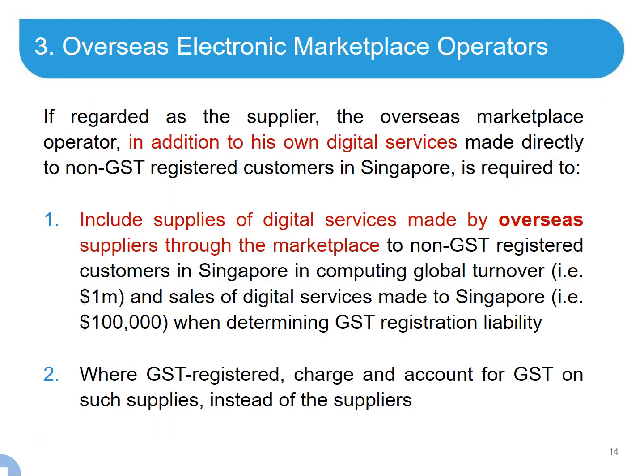So what should an overseas marketplace operator take note of if it's regarded as a supplier of services made through its platform? If regarded as a supplier, in addition to its own digital services made directly to non-GST registered customers in Singapore, the marketplace operator should also include supplies of digital services made by overseas suppliers through its marketplace to non-GST registered customers in Singapore in computing the global turnover and digital services registration thresholds. This is of 1 million and 100,000 respectively. Where GST registered, the marketplace operator should charge and account for GST on such supplies made through its marketplace, instead of the underlying suppliers.